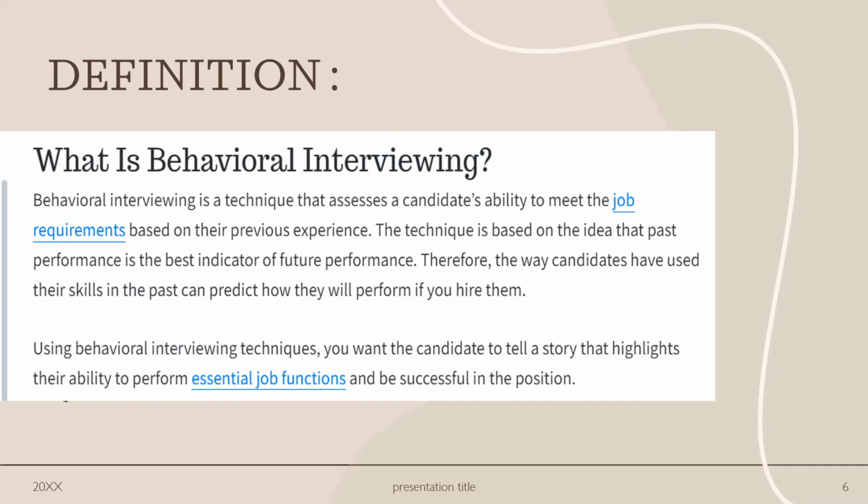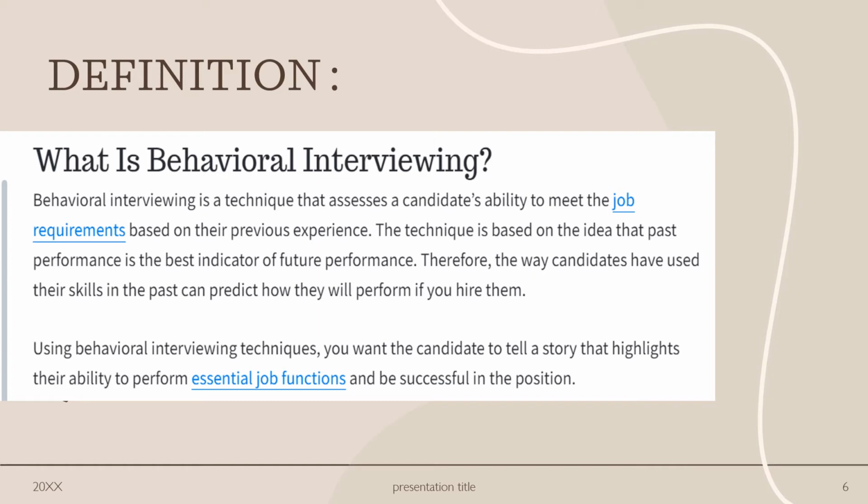So let's start with the definition. What is behavioral interviewing? Well, behavioral interviewing is a technique that assesses a candidate's ability to meet the job requirements based on their previous experience. The technique is based on the idea that past performance is the best indicator of the future performance.